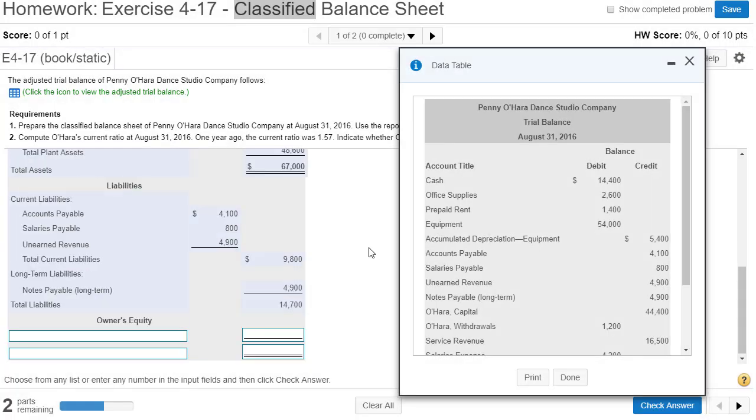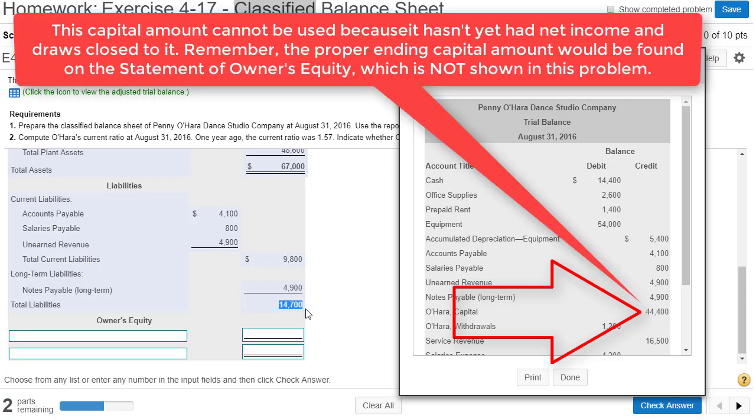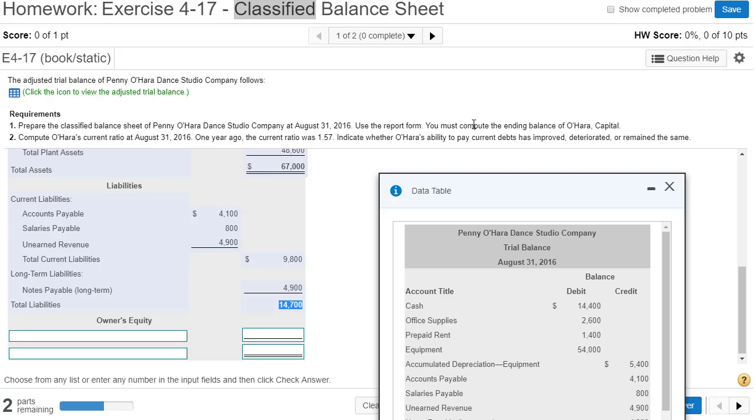Excellent. Now, owner's equity. Note, you cannot use this capital amount, $44,000. If you did, the balance sheet would not balance. $44,000 plus total liabilities does not equal $67,000. And remember, the instructions told us we need to compute the ending balance of O'Hara Capital.